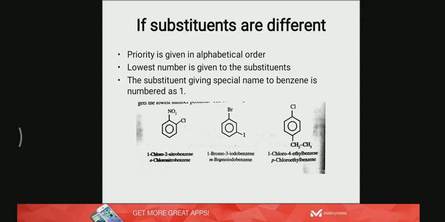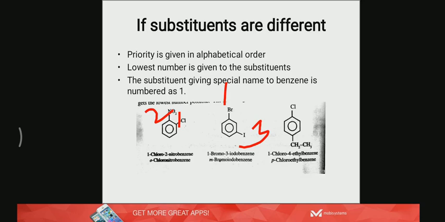Neither of the groups gives a special name, so we consider only alphabetical priority. So chloro comes first. So the carbon carrying chlorine is given position 1. So the nitro group gets position 2. So the name will be 1-chloro-2-nitrobenzene. Always when you write the name, strictly follow alphabetical priority. The next one, you have bromo and iodo groups. Neither group gives a special name. So priority is for bromo alphabetically. So 1-bromo-3-iodobenzene. Since these are meta positions to each other, you can also use as a trivial name meta-bromoiodobenzene.